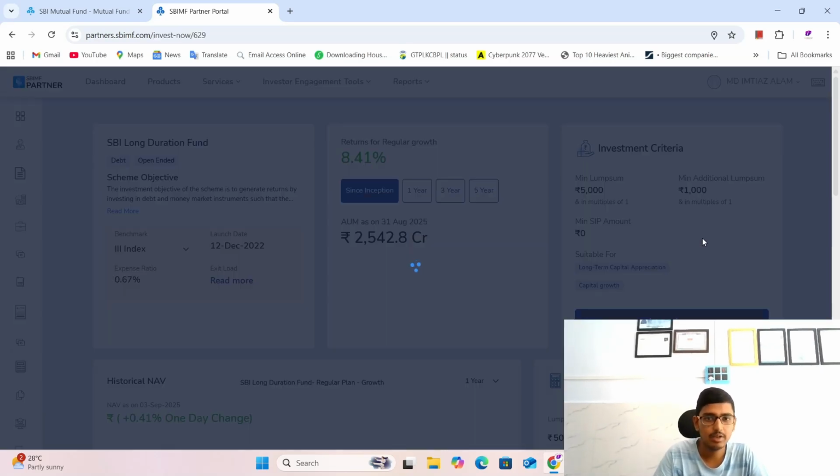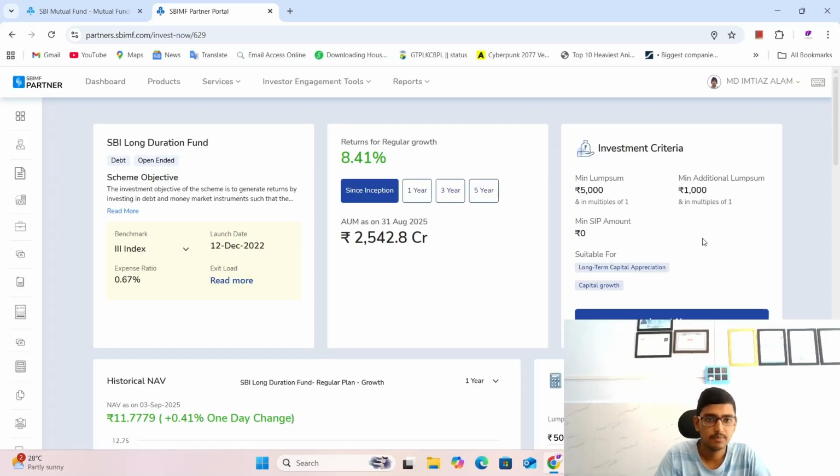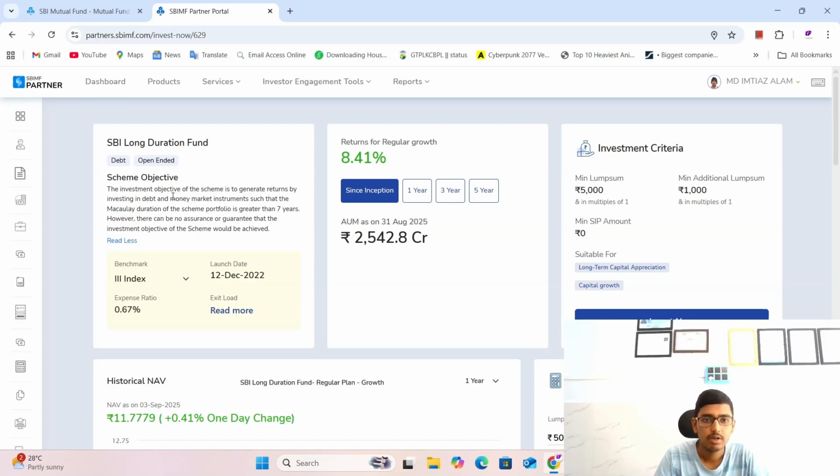So let's start the video and see what the objectives of this fund are and how it's oriented. It is SBI Long Duration Fund. It is a debt fund and it is an open-ended fund, so you can invest anytime whenever you want. Let's see the scheme objective of this fund. The investment objective is to generate returns by investing in debt and money market instruments such that the maturity duration of the scheme portfolio is greater than 7 years. However, there can be no assurance or guarantee that the investment objective of the scheme would be achieved.